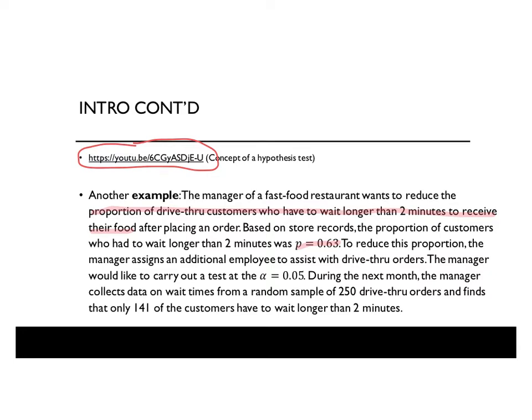To reduce this proportion, the manager assigns an additional employee to assist with drive-through orders. The manager would like to carry out a test at the 5% significance level. During the next month, the manager collects data on wait times from a random sample of 250 drive-through orders and finds that only 141 of the customers have to wait longer than 2 minutes. So notice we've underlined key information as well.